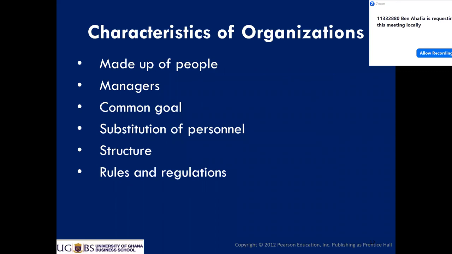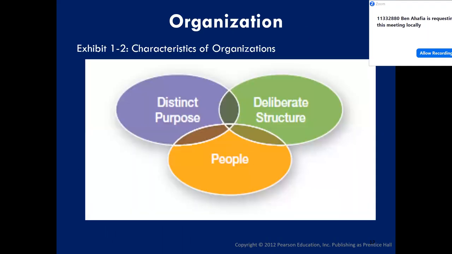So lastly, these are the characteristics of an organization that we spoke about. Made up of people, there are managers, they have a common goal, there is substitution of personnel. So people come in, they go, right? People go and others come in. There is a structure. There are rules and regulations, policies that organizations work with, okay? Now, so these are the common characteristics. I call it fundamental, okay? Fundamental characteristics of organizations. The distinct purpose, deliberate structure, and people.